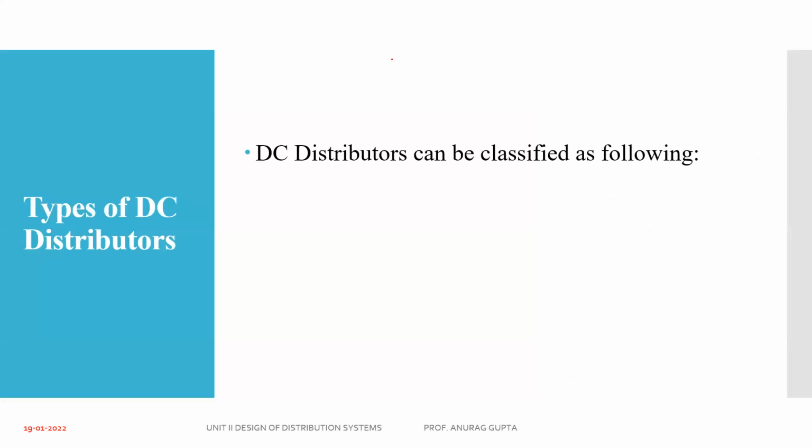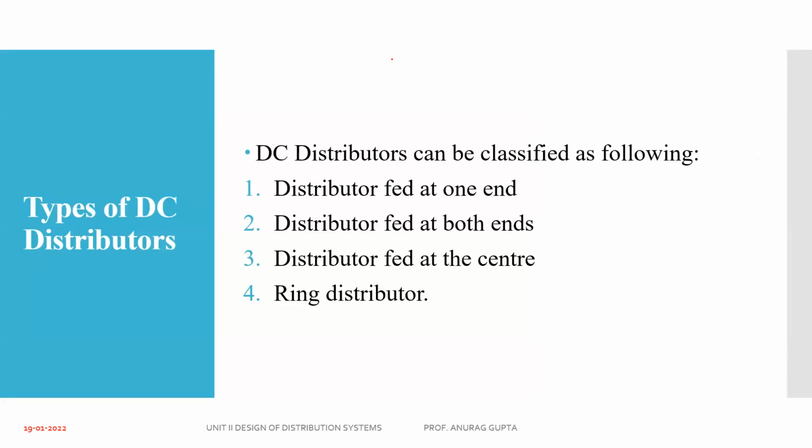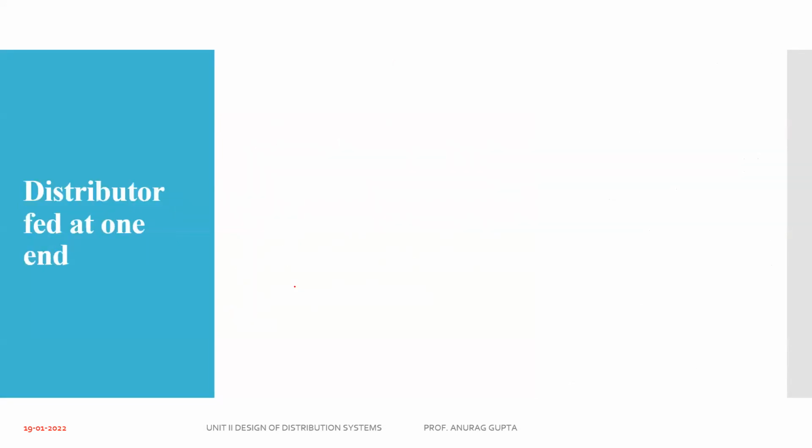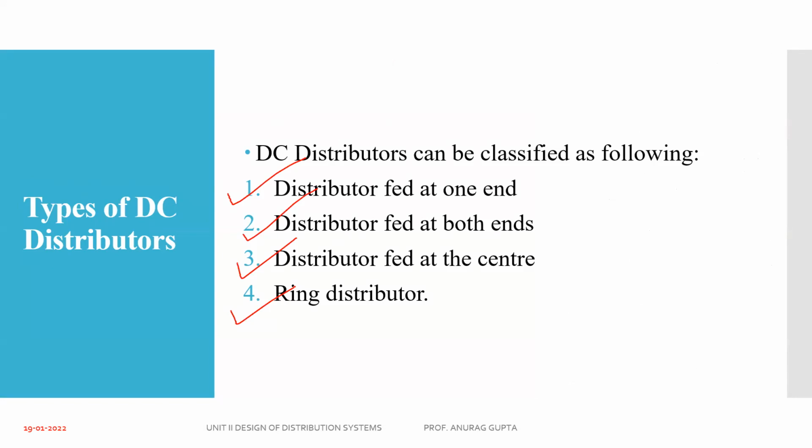Now, what types of DC distributor am I using first of all? So DC distributor can be classified as follows. Number 1, distributor fed at one end, distributor fed at both ends, distributor fed at the center, and that is called ring distributor. So this is the numerical problem I'm now discussing here first of all.